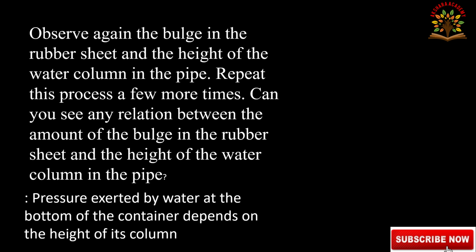What do you say about the relation? The pressure exerted by the water at the bottom of the container depends upon the height of the column. Here we have to remember one thing. P is equal to h d g. P is directly proportional to height. If you are increasing the height, pressure also increases. If you are decreasing the height, pressure also decreases. So that's why pressure exerted by water at the bottom of the container depends on the height of the column.